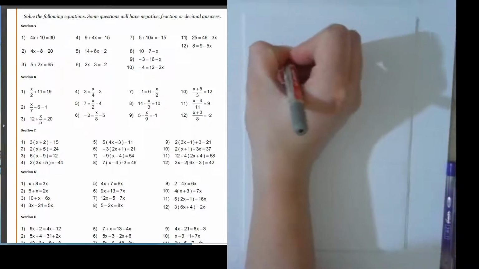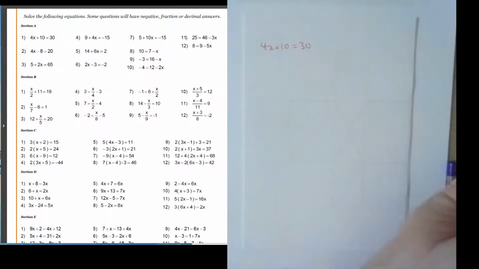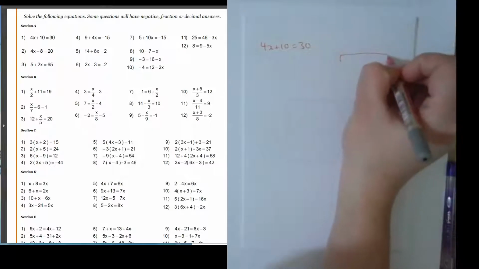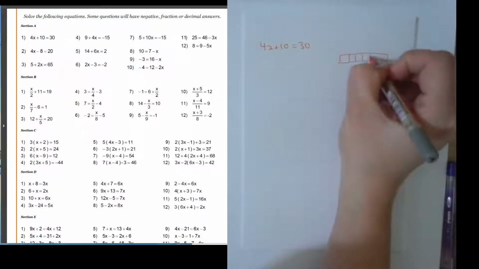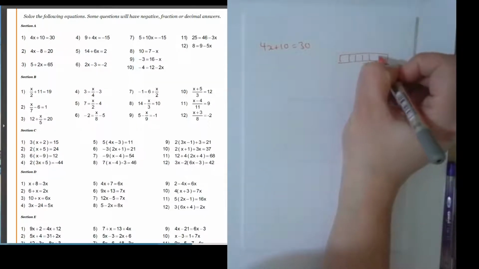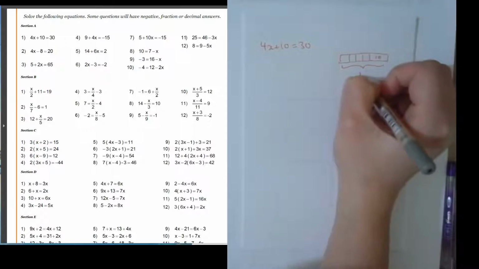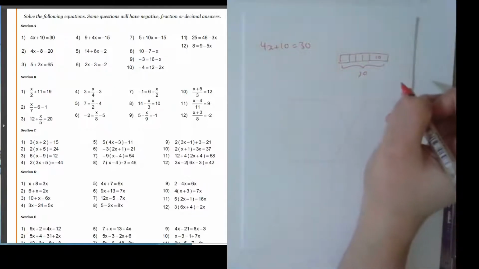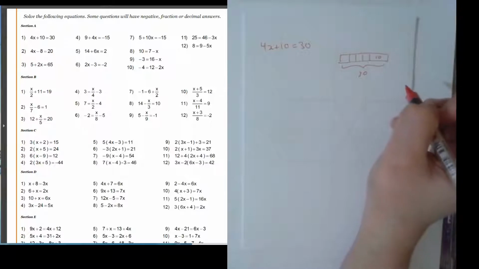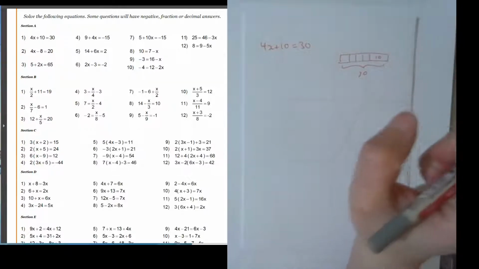So running through this one: 4x plus 10 equals 30. The reason why I'm going to run it through the working as well is just for those people that need that little nudge to show them how to do it. So if you did pause, that's fine, you're just going to the end. If you didn't, we're going through the working as well.